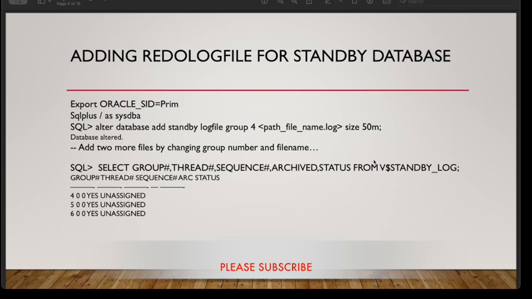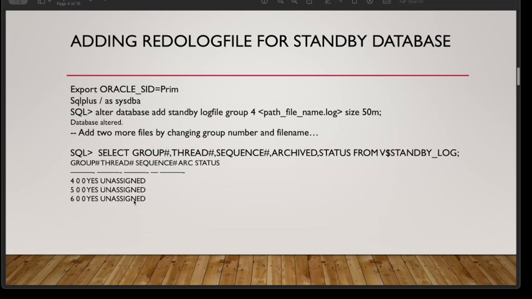You can add 2 more files by running the same command like this. Each time you change the group; for the next time you will run group 5, and the size will be the same. If the size is the same for each file, it is good for performance. Now you can see the files created by the following command: select group#, thread#, sequence#, archived, status from v$standby_log. So here you can see the log files are created and their status is unassigned yet.